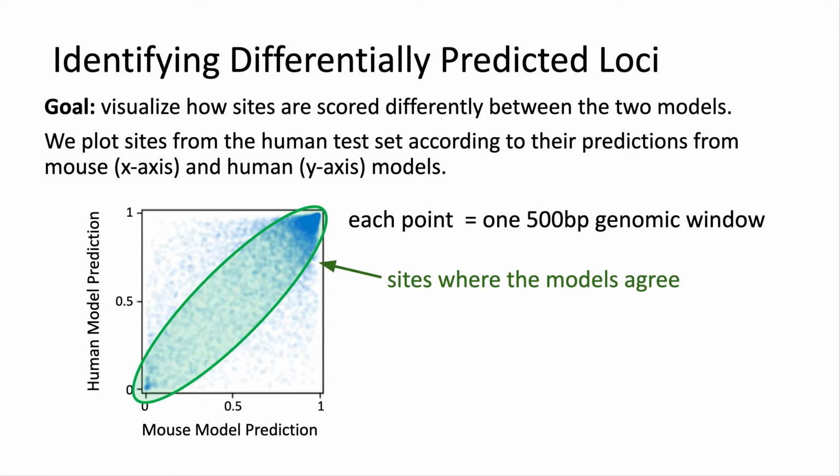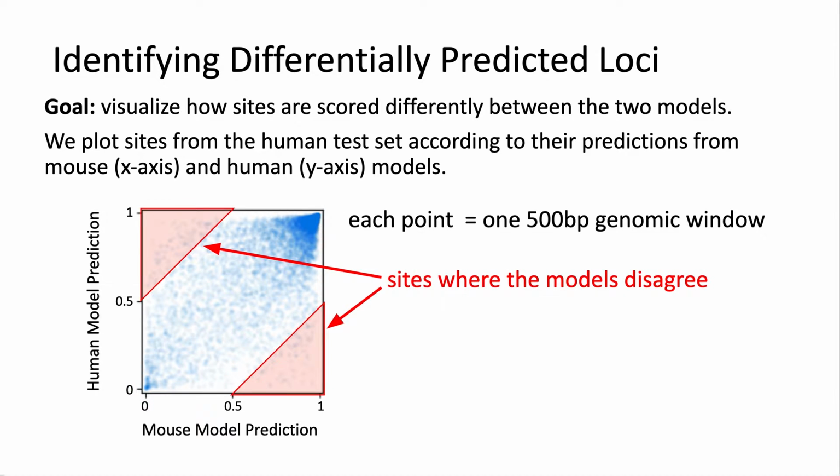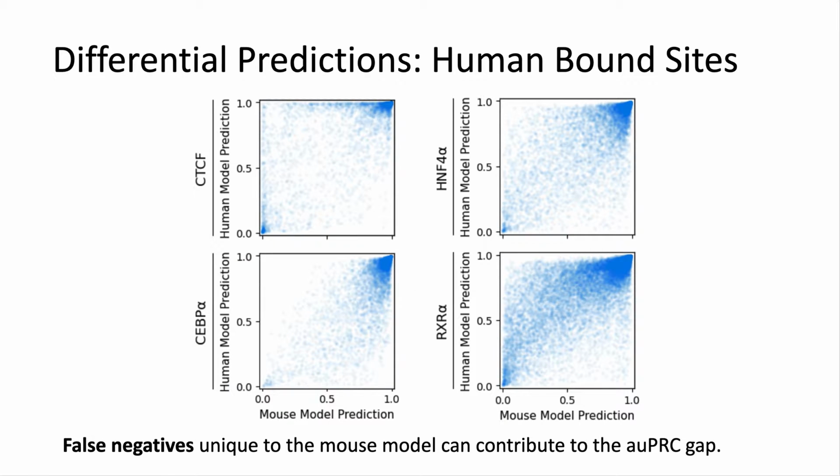So sites that are going to fall along the diagonal will be wherever the models agree, and sites that fall in these corners will be the interesting stuff, where the models disagree. And so if we first look at the bound sites in our human test set, what you can see right away is that all of the true positives are up in the top right corner. Those are sites where the models both agree that the site is bound, and indeed that is the truth.